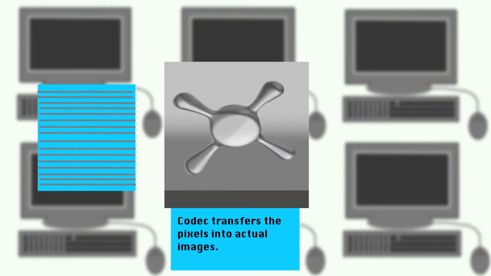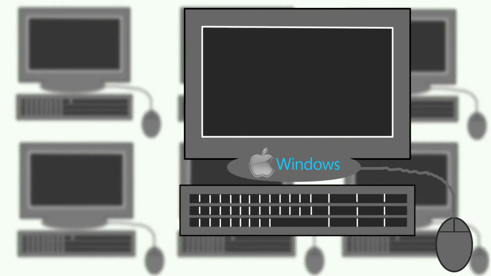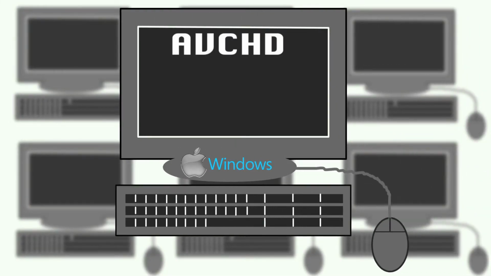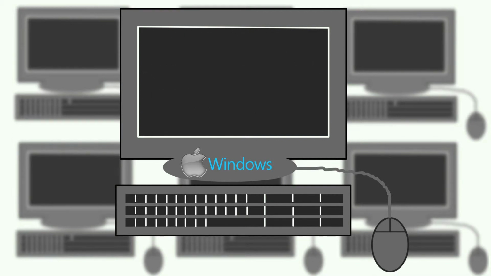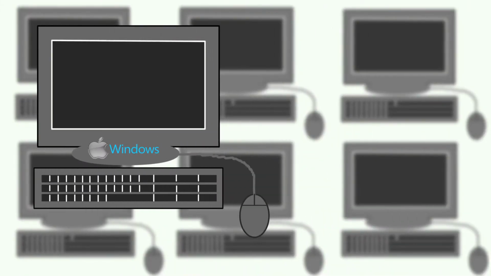The container that goes with this codec is Advanced Video Coding High Definition, better known as AVC-HD. This is a file-based format, meaning that it's been specifically made for playback and for storage on other disks or hard drives. It's one of the most used, as it's capable of full HD video or lower quality videos if needed for your camcorder files.